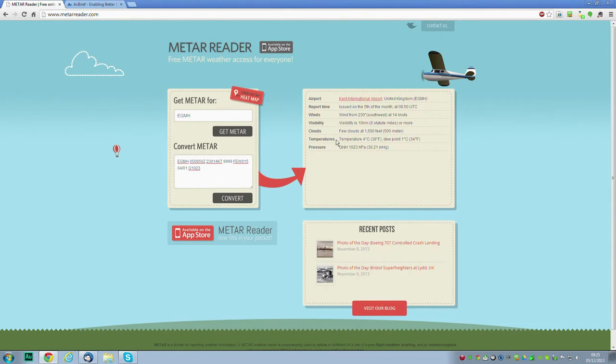That's in kilometers. And then clouds, well, there's a few at 015. Once you get into flying, you'll realize that 015 has to be multiplied by 100, because we cut the last two zeros off just to save digits. So 015 means 1500 feet.